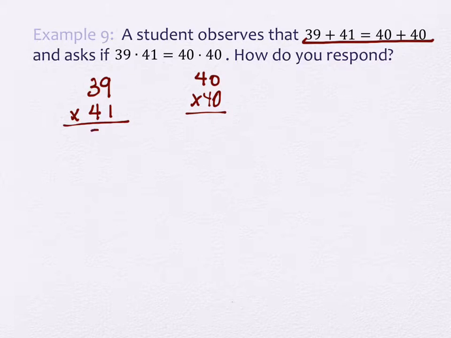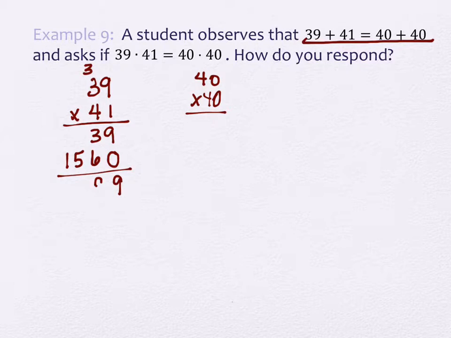So if I do times 1, I get the 39. And then I get that funny, mysterious 0, because I'm not really going to be multiplying by 4, but by 40. What is 4 times 9? 36. So we're going to carry the 3. 4 times 3 plus 3, 15. And if we add these values together, we get 1599.